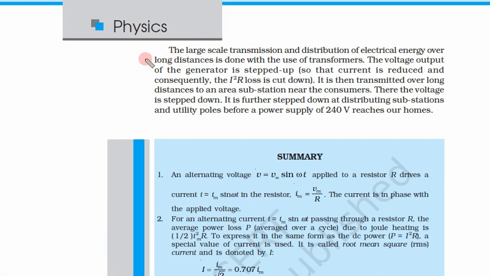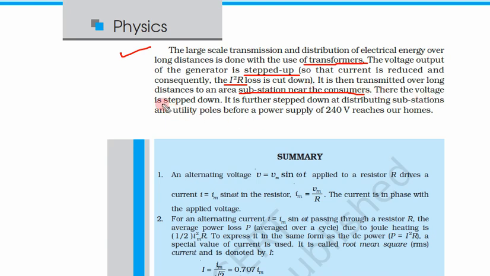So here is the working. The large scale transmission and distribution of electrical energy over long distances is done with the use of transformers, as we have learned. The voltage output of the generator is first stepped up, so the current is reduced and consequently the I square R loss is cut down. It is then transmitted over long distances to a sub-station near the consumers.